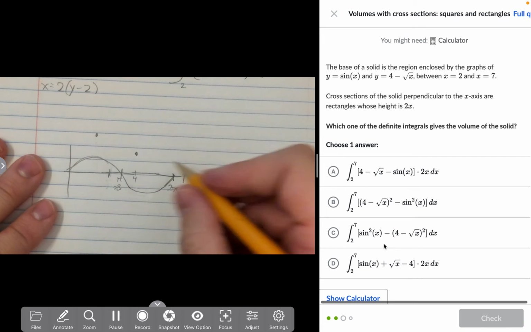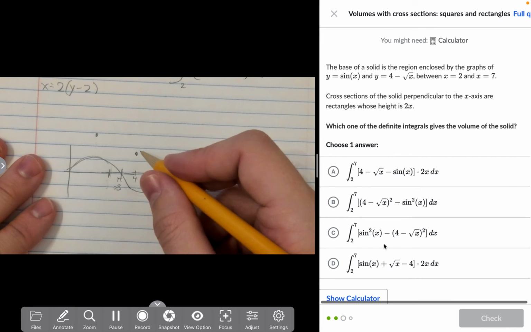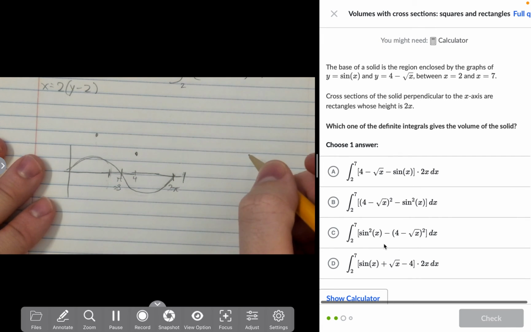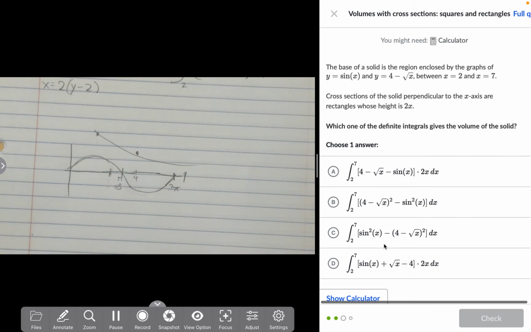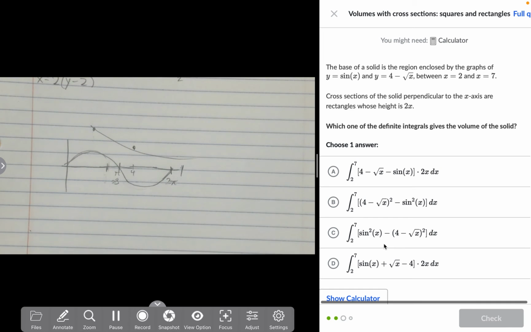So I think I know the order now. It must be the 4 minus square root x is the higher of the two functions. It probably has some shape like that. In fact, it does have some shape like that. And you can plug it into a calculator and see why. Or maybe you just remember that from all your algebra too. So anyways, now we know which function is higher. It should be this first minus sine of x.